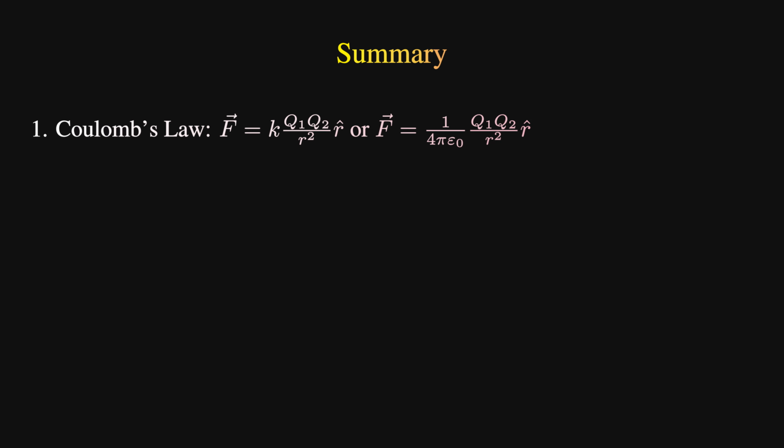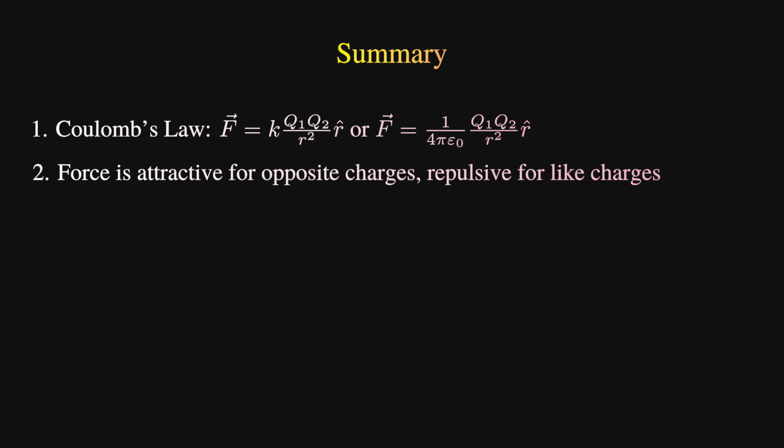So, all in all, we have a system for figuring out the force between two or more charged spheres. To summarize our findings, Coulomb's law describes the electric force between 2 point charges, and is written as F equals k times Q1 Q2 over r squared times r hat, or, equivalently, F equals Q1 Q2 over 4 pi epsilon naught r squared times r hat. The force is attractive for opposite charges and repulsive for like charges. The direction of this force is captured using the unit vector r hat.